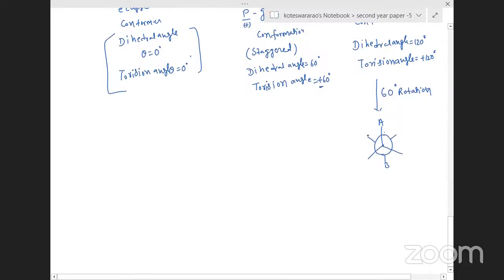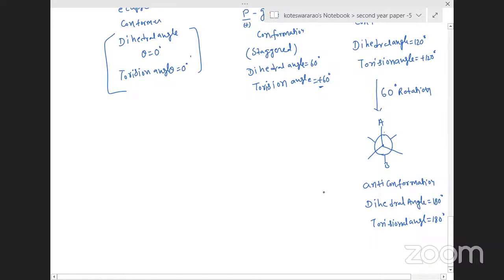Right. This is known as anti-conformation. Here the dihedral angle is 180 and the torsional angle is also 180. Here also we cannot predict the direction because it may be plus or minus. Both are the same. When you rotate clockwise 180 degrees, and when you rotate anti-clockwise, it results in the same conformation. That is the reason there is no need to represent the directional property for the torsion angle at 180 degrees rotation.